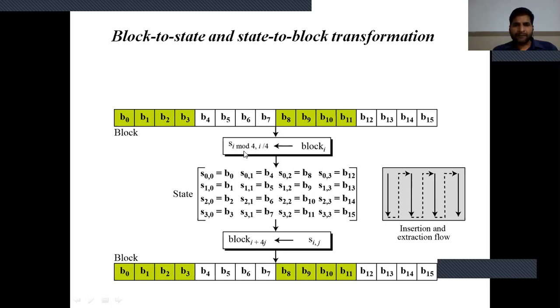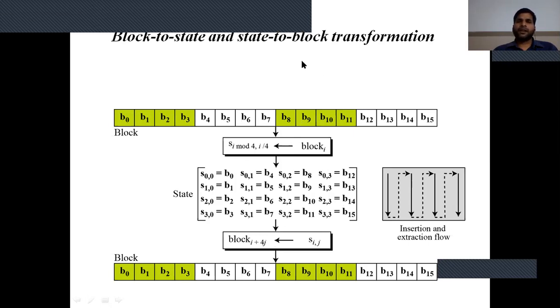That means S of i mod 4, i by 4. We divide i by 4, taking no fractions, the floor value, and apply it to the 0 state. This is applied for word 0. Similarly, W1 is stored in this column, W2 stored in this column, and W3 stored in this column.